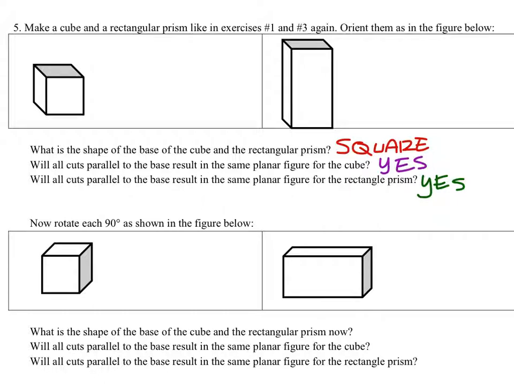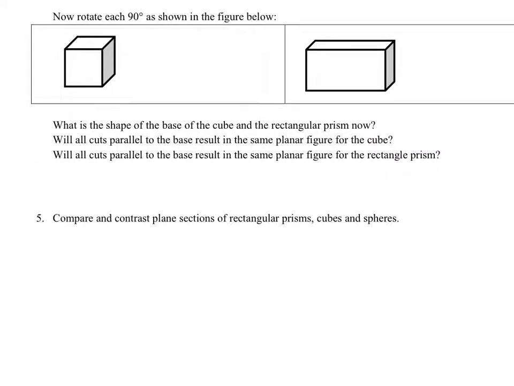So next up, we're going to rotate these 90 degrees each, which means we're just going to flip them over this way, which is why they're shown in the next two figures right there. So now that we've rotated these, what is the shape of the base of the cube and the rectangular prism now? Some type of rectangle.